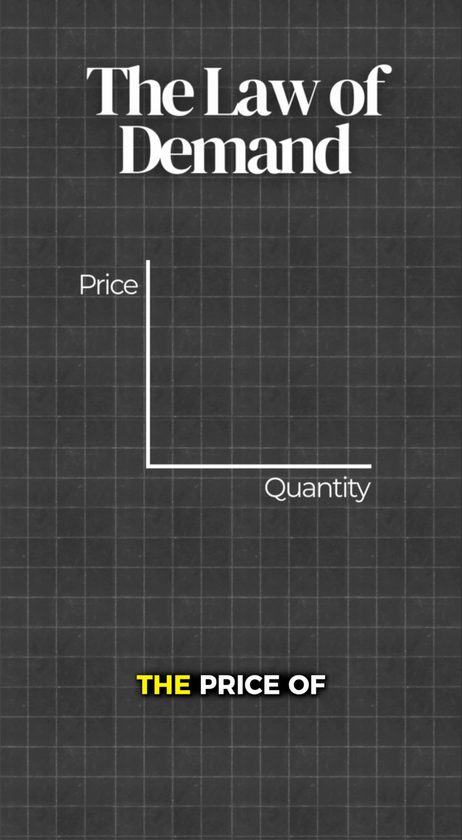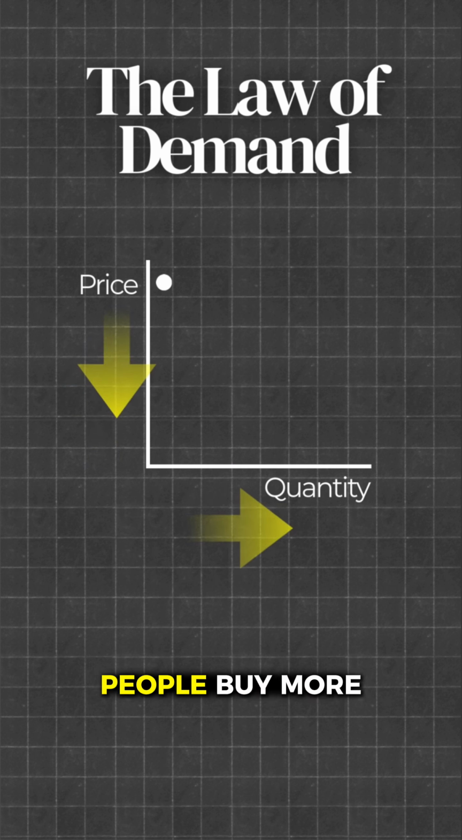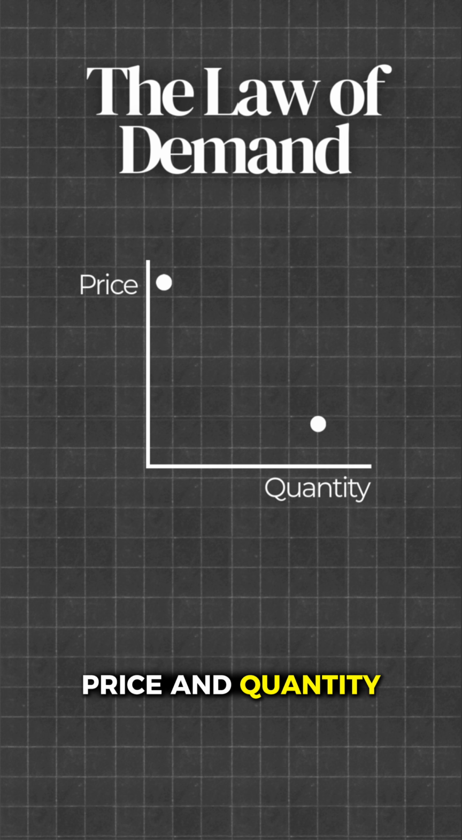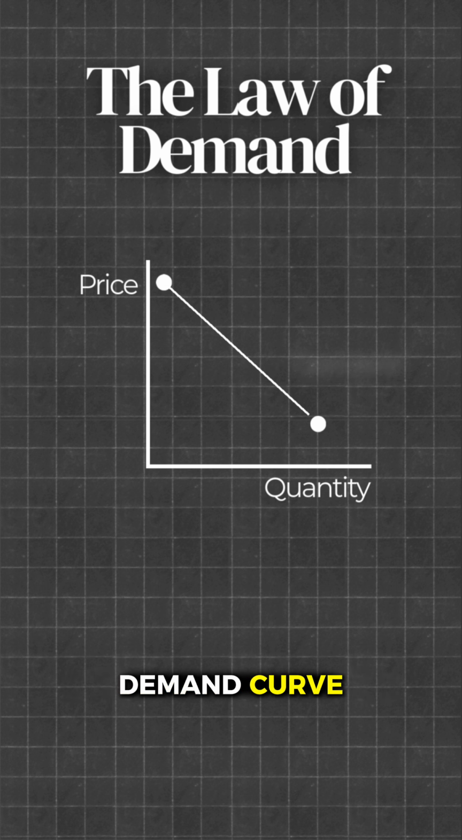It's simple. When the price of something goes up, people buy less of it. When price goes down, people buy more. Price and quantity demanded move in opposite directions, always. Put that on a graph and you get a downward sloping demand curve. Remember, demand starts with D. D for down. Don't forget it.